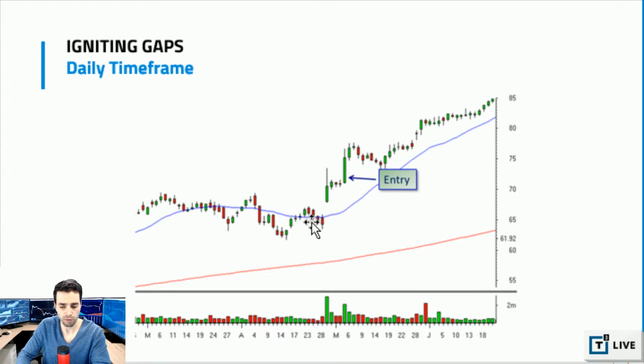Now look at this. Gaps from the 20 and over a red bar. Beautiful. And then how did it set up? It's like the TGT today, but to the upside.